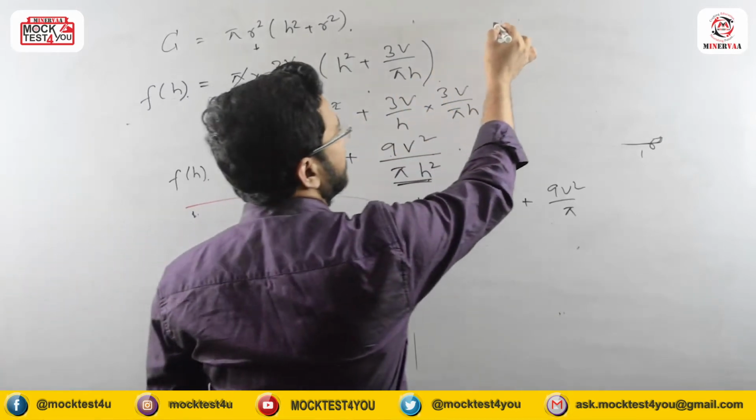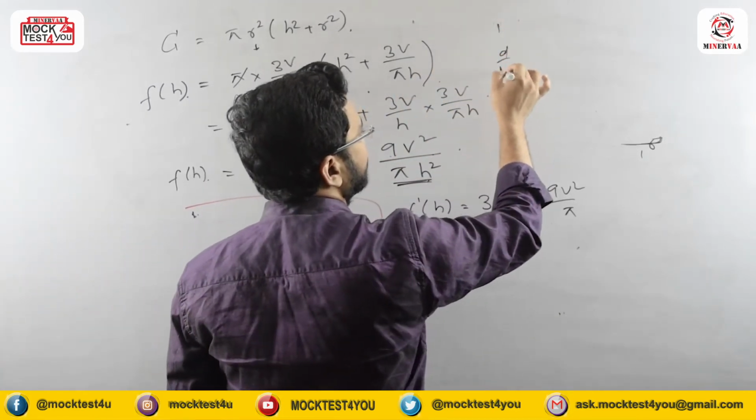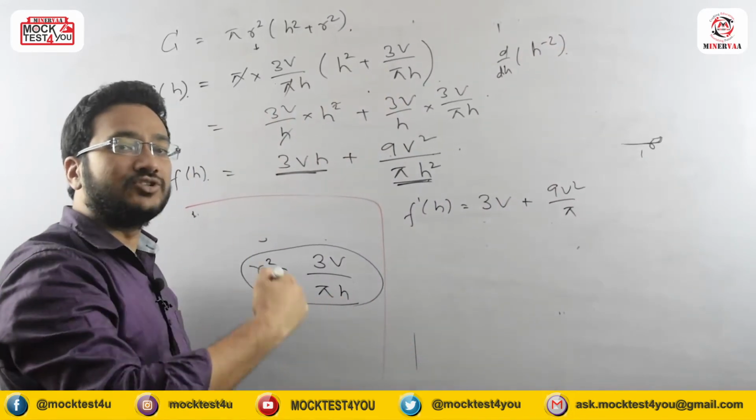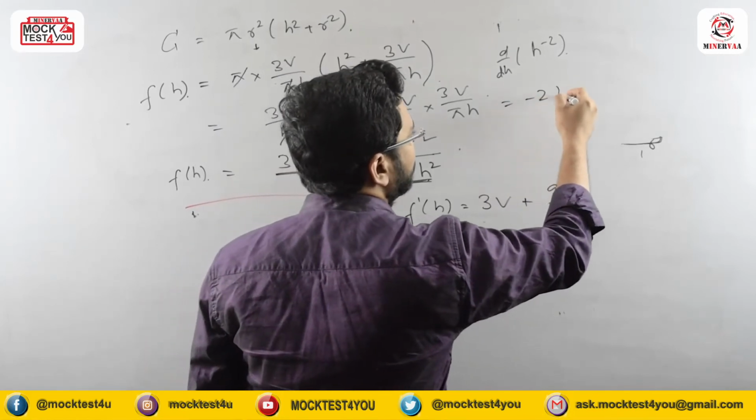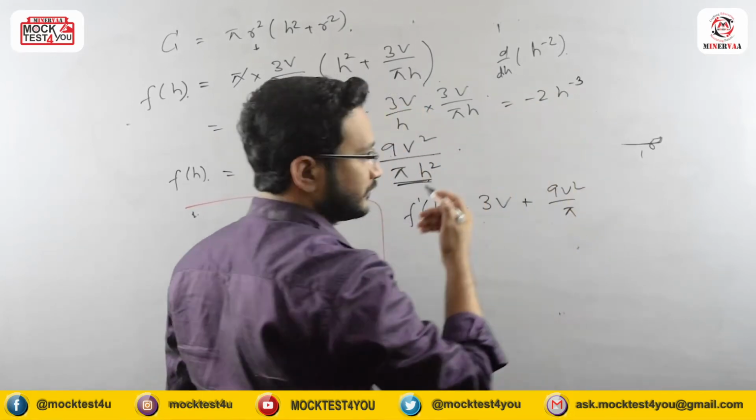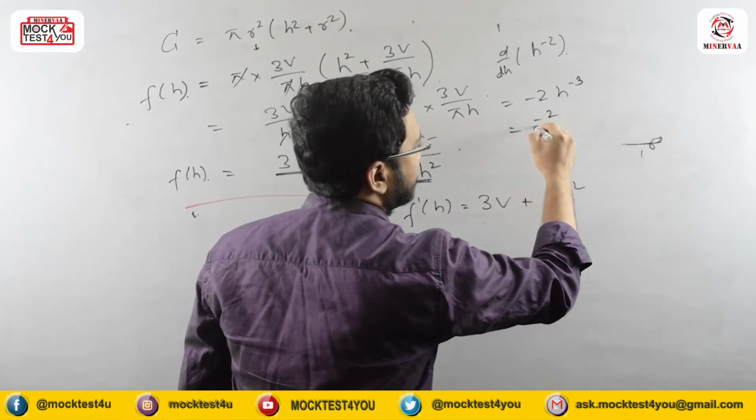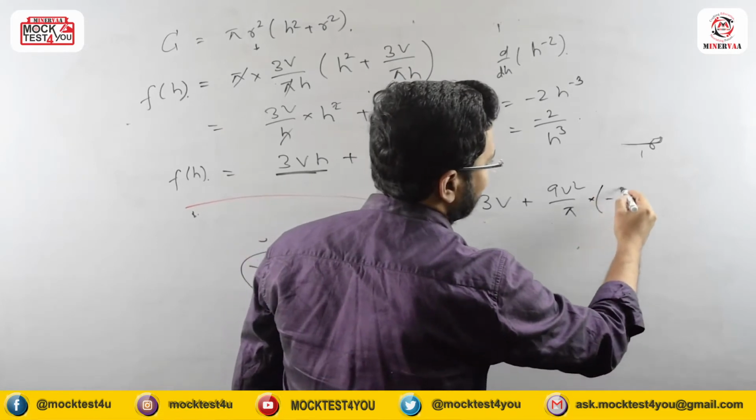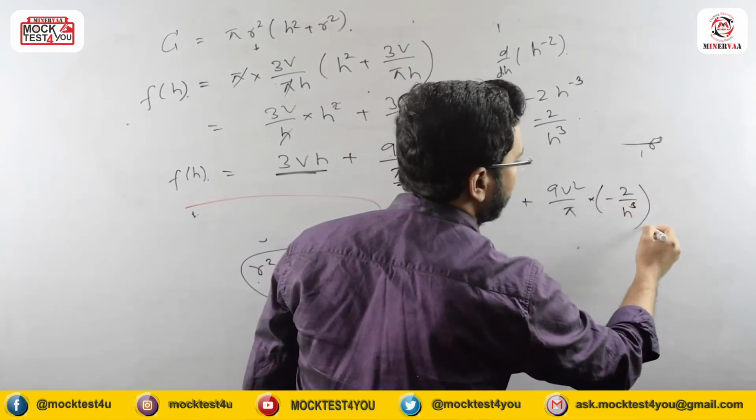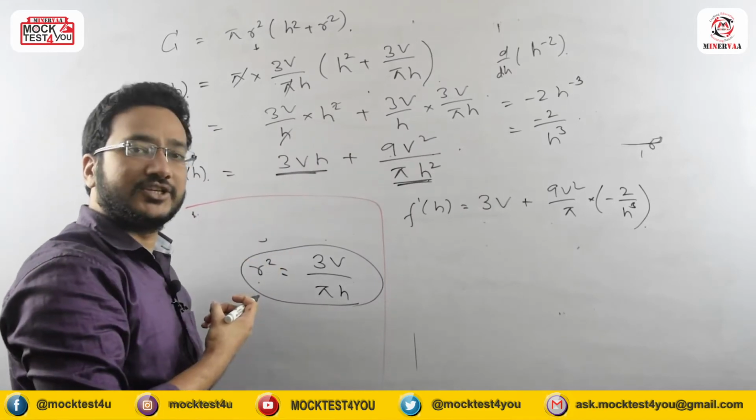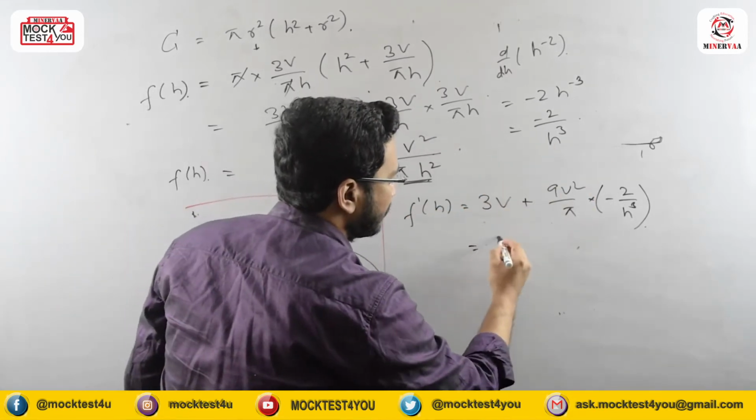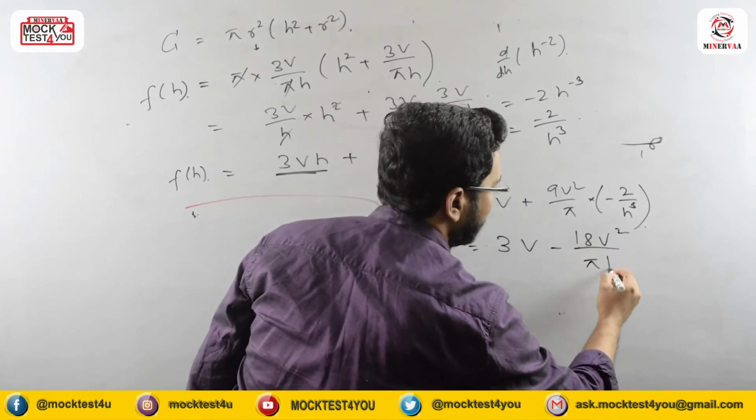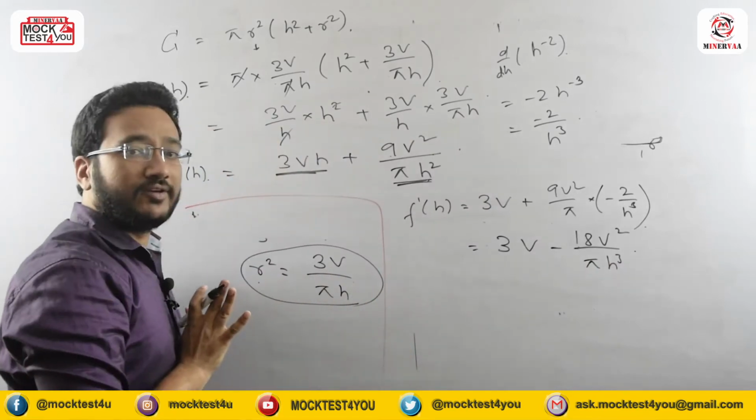If you know the differentiation of 1 by h square, d/dh of 1 by h square, we can write 1 by h square as h to the power minus 2, and it will give minus 2 h to the power minus 3, or we can write this one as minus 2 by h cube. So after differentiating 1 by h square we got this. So 3v minus 18v square divided by pi h cube. So this is the value of f dash h we got.